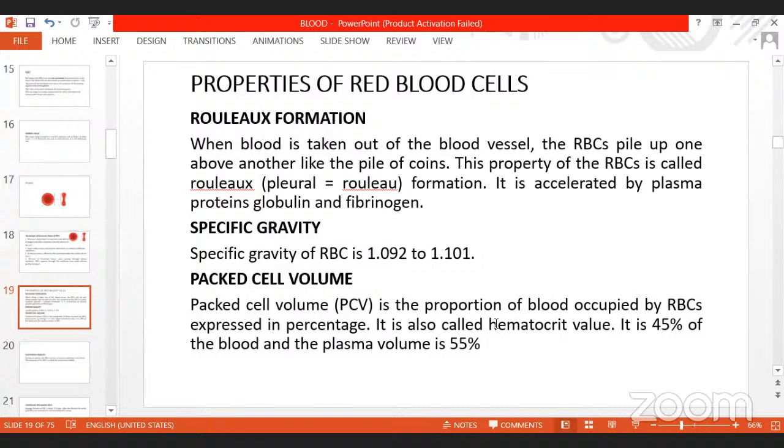Another important property of RBC is packed cell volume. That is the proportion of blood occupied by the RBCs, expressed as a percentage. It is also known as hematocrit value. It is around 45% of blood, and plasma volume is 55%. That is, the cells are packed, and this is how much volume they occupy.